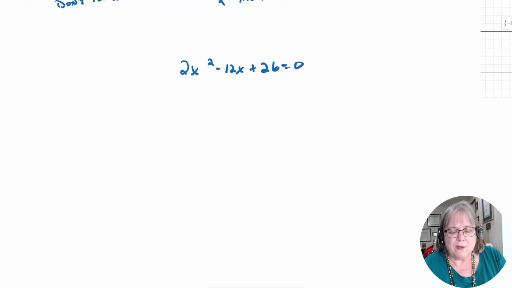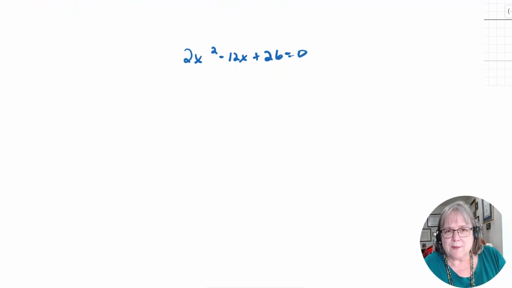So here's my new problem. It says solve this by completing the square. And you go, oh, completing the square. I got this. Totally got this. Okay, it has to have a lead coefficient of 1. Oh, I don't have that. Okay, so here we go.